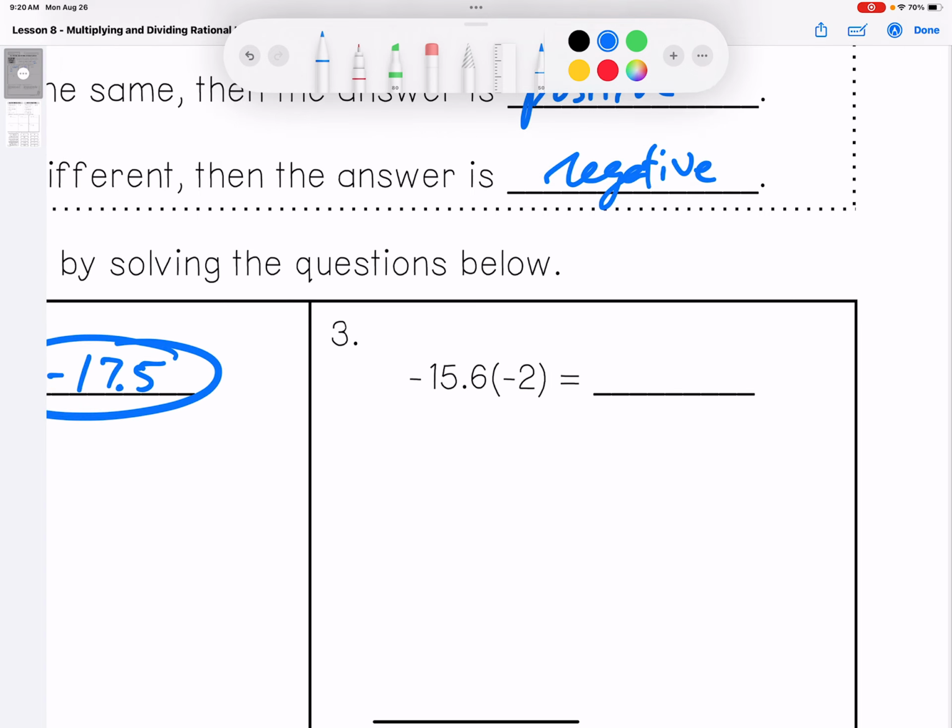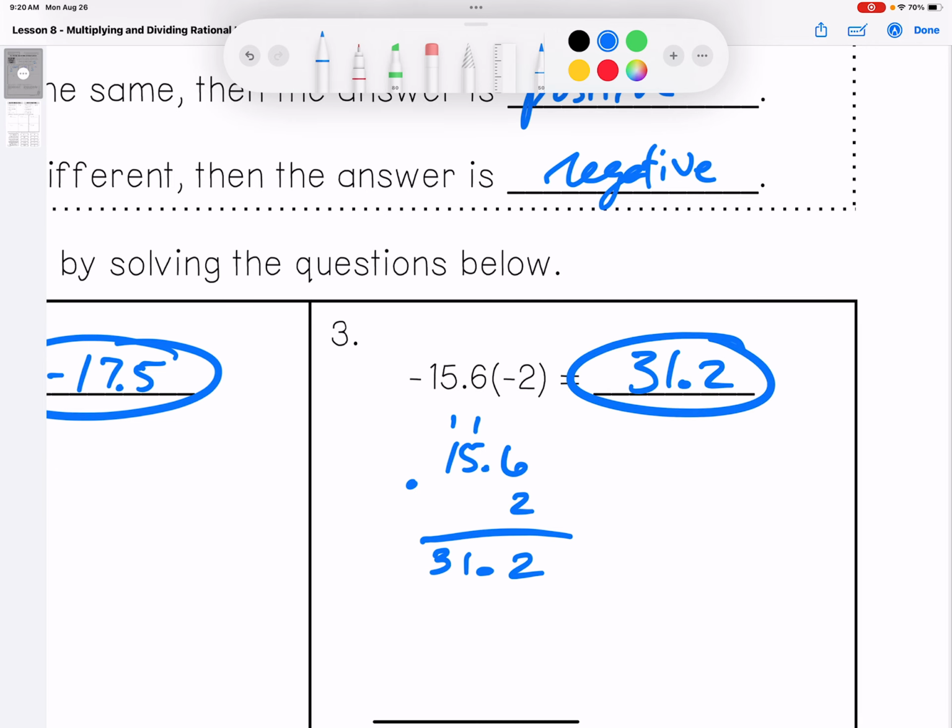Negative 15.6 times negative 2, so we can go 15.6 times 2. 12, 10, 11, 3, 31.2. The answer is positive. Why? Because it's two negatives.